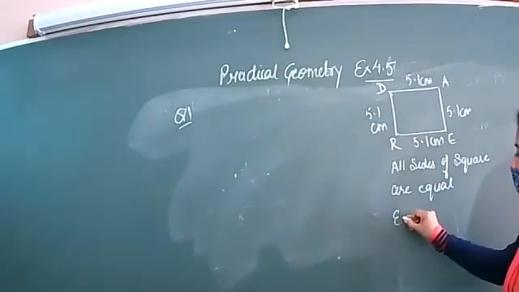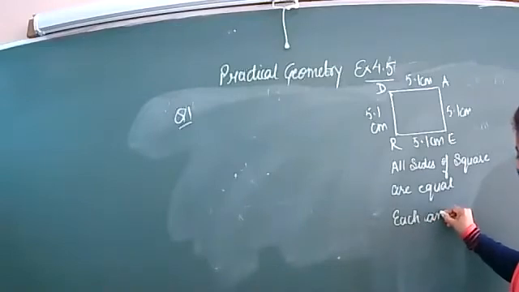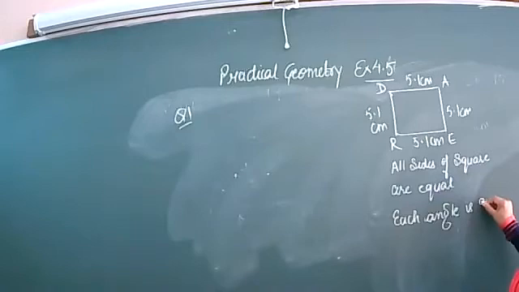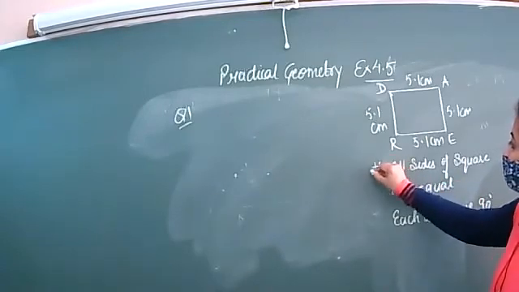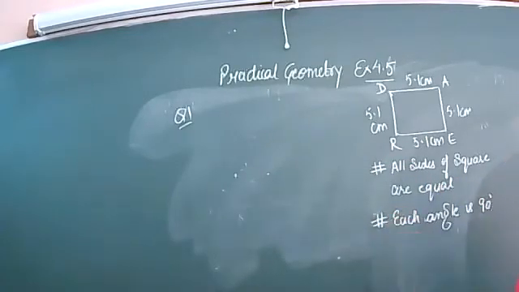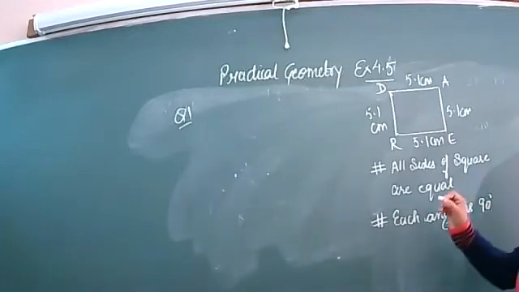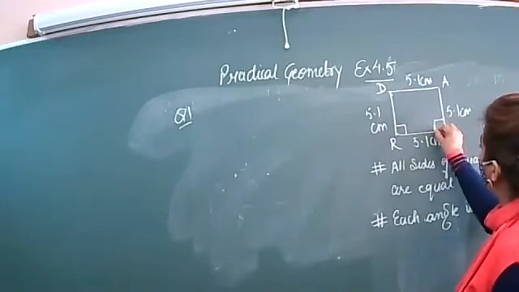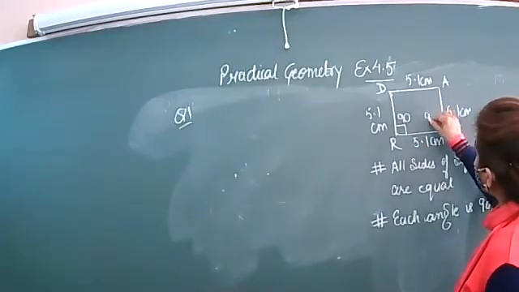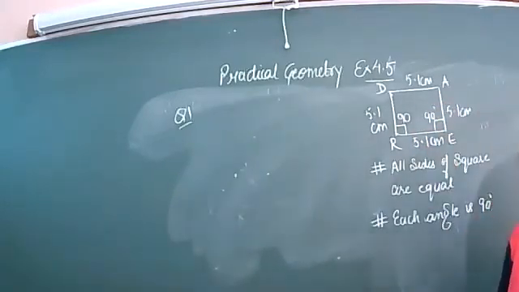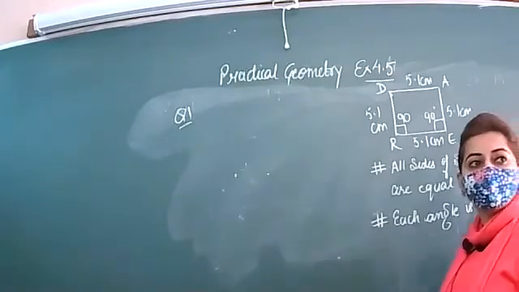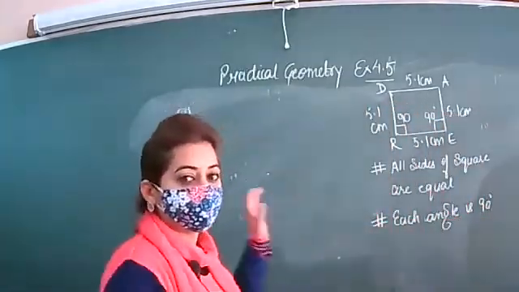Now, each angle is 90 degree. So we are using these two results that you will write side by side. No need to draw all the angles as 90, but if you draw the two base angles as 90, then you will get the correct figure. Got it, beta? So we will draw only two base angles as 90, but it's not compulsory. If you want to draw all the angles as 90, you can draw.